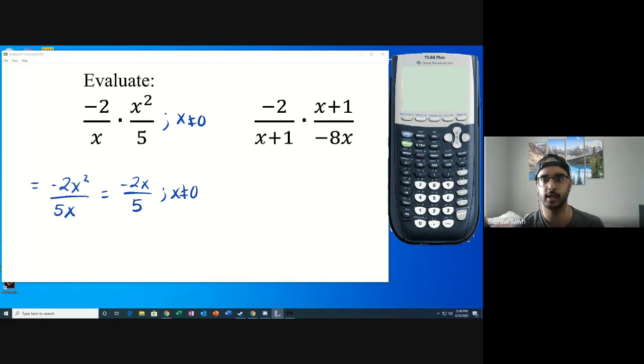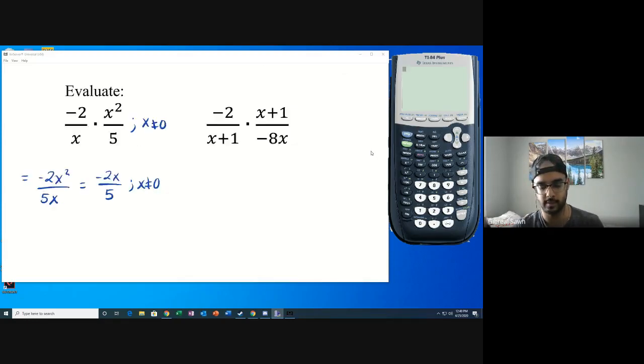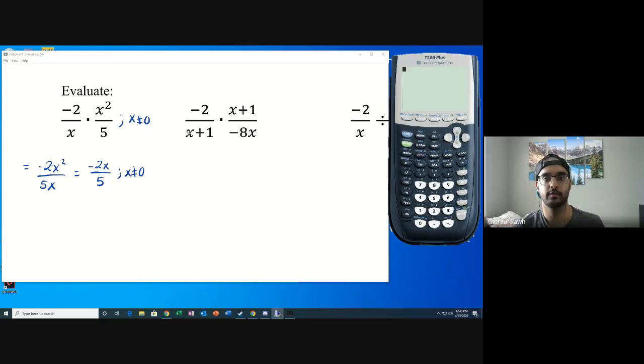Second one's got two fractions. Again, the denominators both have variables, so we're going to have some non-permissible values to think about. For the first fraction, if I make x equal to -1, that'll give us a problem. So x can't be -1. Or in the second fraction, x can't be 0 for the same reason.